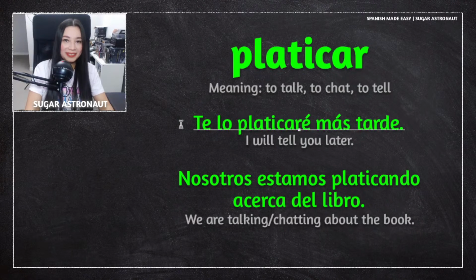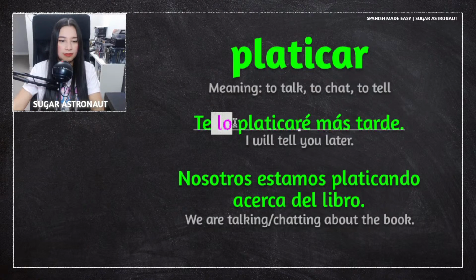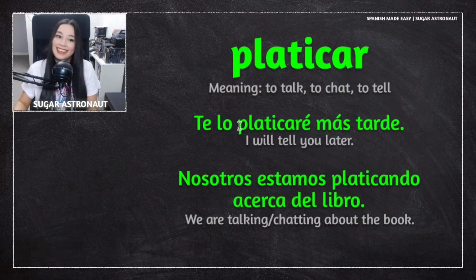Te lo platicaré. Okay? Lo is a pronoun. And it's like saying it. Okay? It. I will tell you later. I know the translation is different. That's why I always say you cannot translate from English into Spanish word by word. It's not gonna make sense. Sometimes it does, but sometimes it doesn't. And this is one of those times.